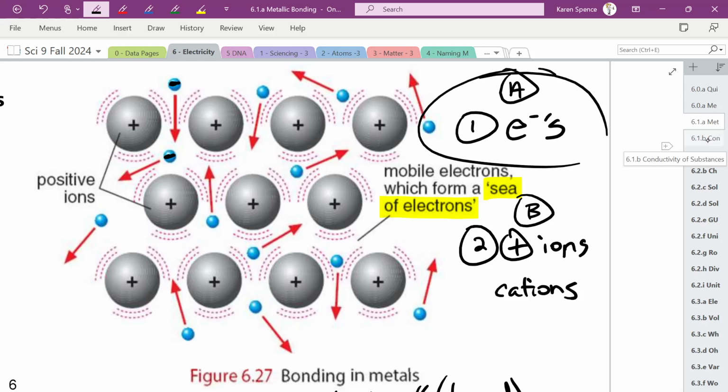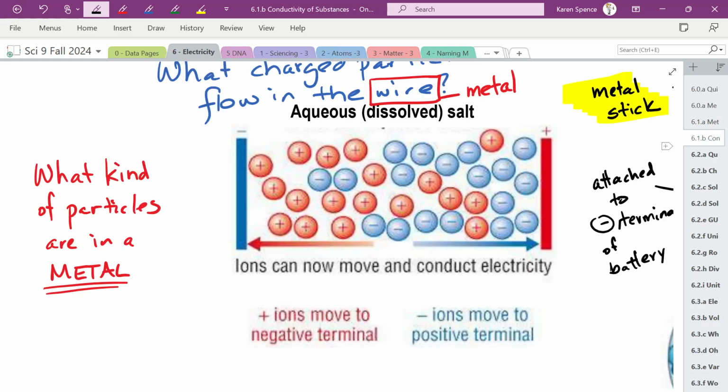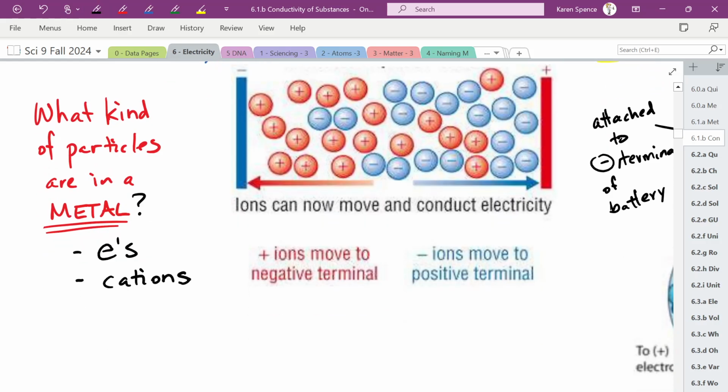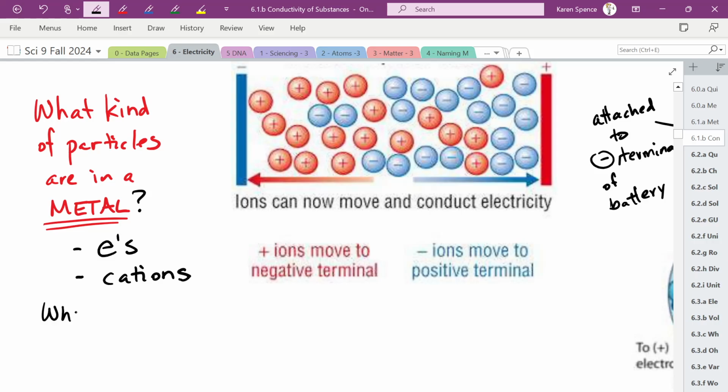So let's now go back to page 15. What kind of particles are in a metal? Those are electrons and cations. Which ones move? And that would be the electrons.